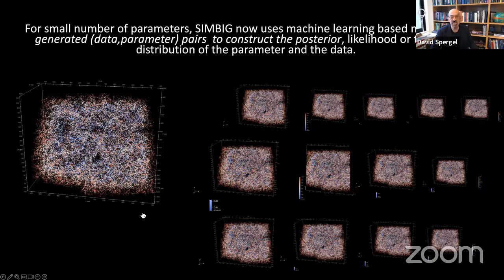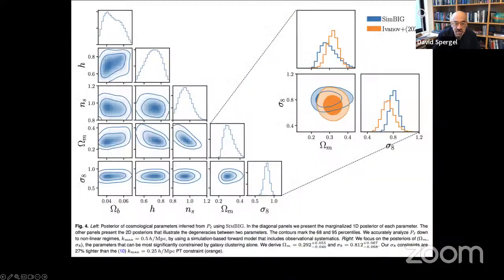But the basic idea here is to look at the generated data-parameter pairs. So we know how to go from initial conditions to parameters to construct the posterior and the joint likelihood and parameter distribution for the data. This shows the outcome of doing this, the ability to measure basic parameters like the density of atoms in the universe, its expansion rate, the slope of initial conditions, the matter density, and the amplitude of fluctuations. This shows the best measured parameters, the likelihood surfaces.